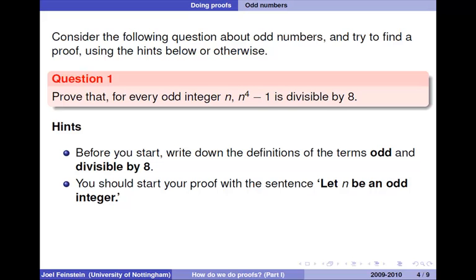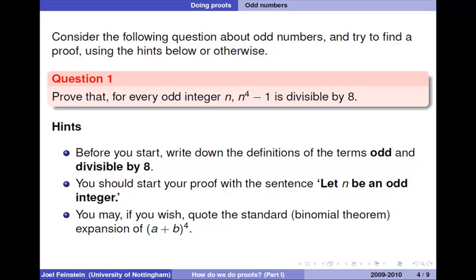And then, because you're asked to prove something for every odd integer, a typical thing to do is to start with the statement, let n be an odd integer. You've then made the assumption that n's an odd integer, and if from that you can deduce the result you're supposed to get, then since you only assumed that n was an odd integer, it must be true for all odd integers n, because you're not going to be assuming anything else about n. So if from the oddness of n you can deduce that n to the fourth minus 1 is divisible by 8, then you've finished.